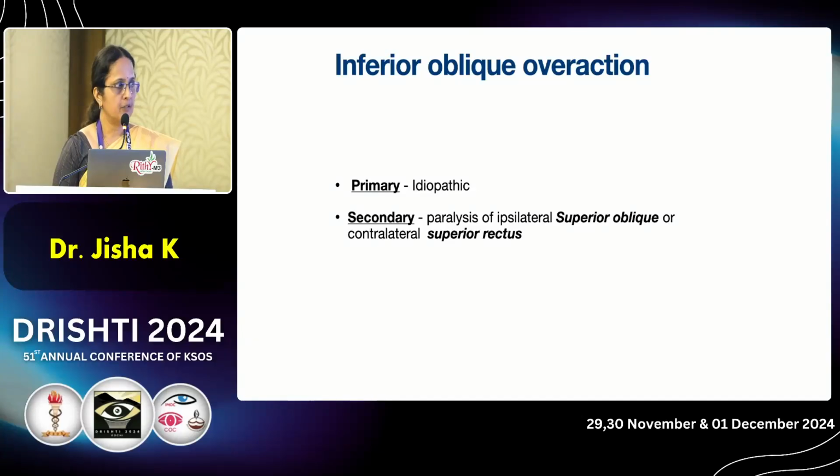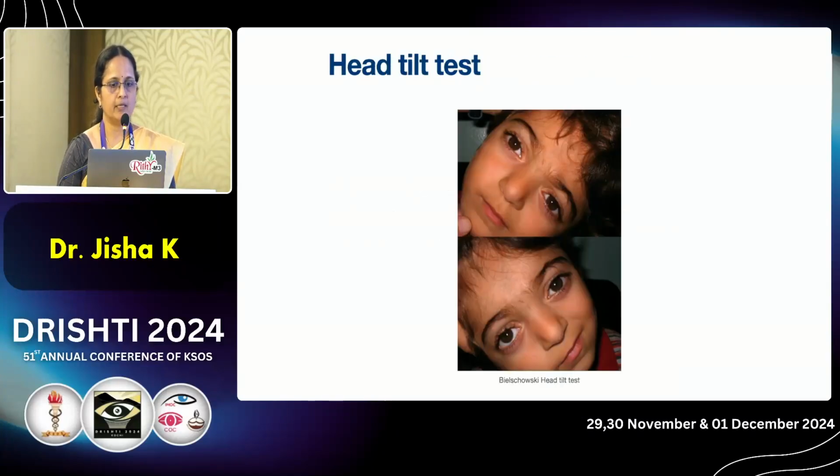There are 2 types of inferior oblique overaction. One is the primary one, where there is no associated pathology; it is idiopathic. And the secondary variant is due to paralysis of the same eye, ipsilateral superior oblique paralysis, or the contralateral superior rectus paralysis. But the paralytic muscle may be difficult to identify because the limitation of movement will be very minimal. So how do we identify whether the oblique overaction is a primary one or a secondary one?